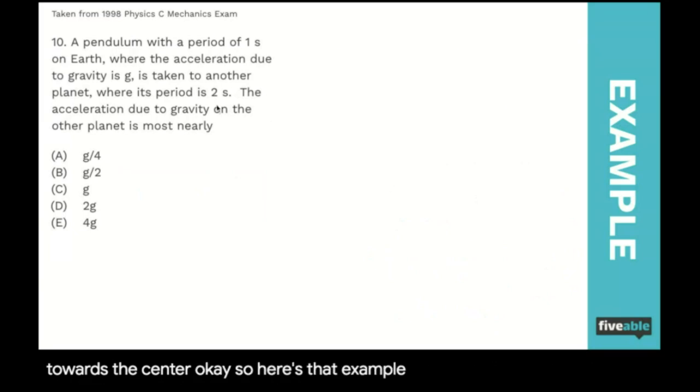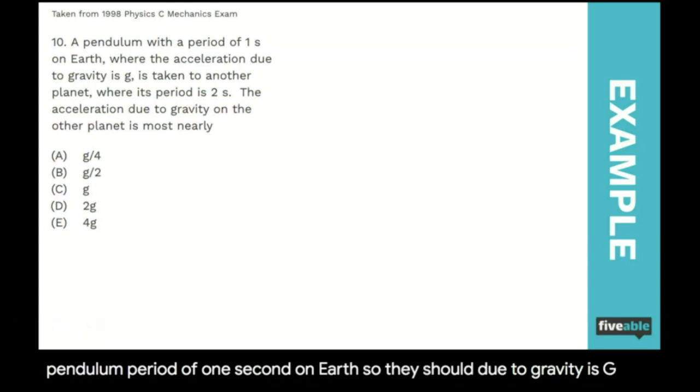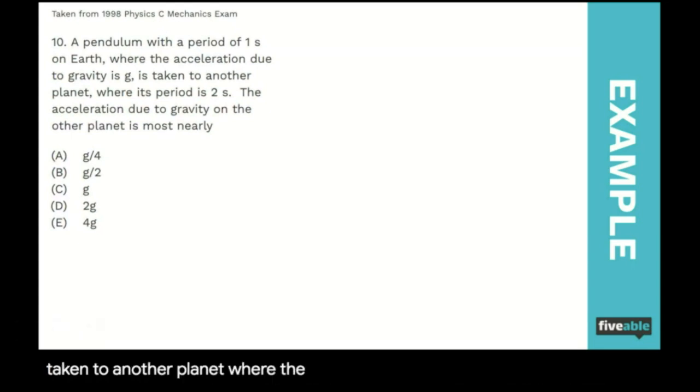Okay, so here's that example I was talking about. A pendulum with a period of 1 second on Earth, where acceleration due to gravity is g, is taken to another planet where the period is 2 seconds. Acceleration due to gravity on the other planet is most nearly?